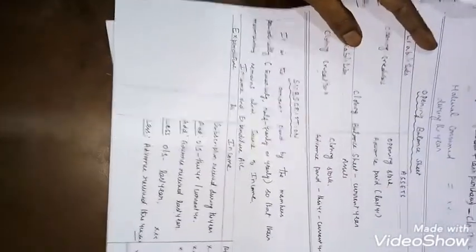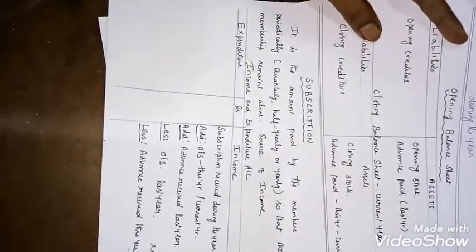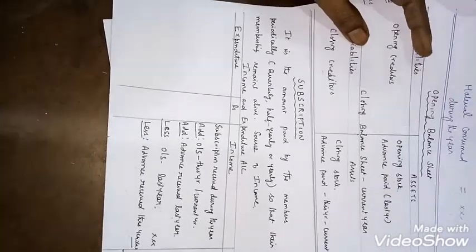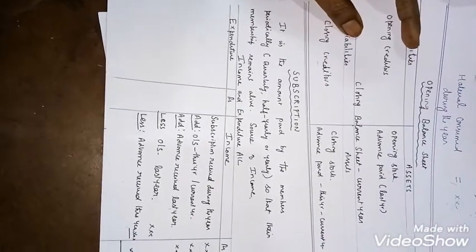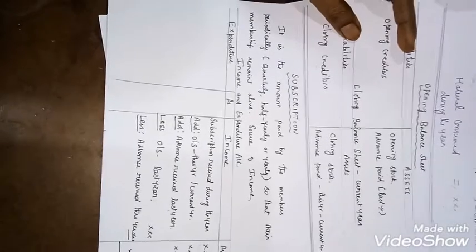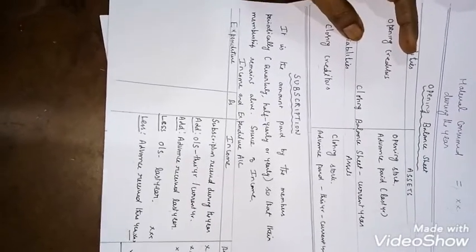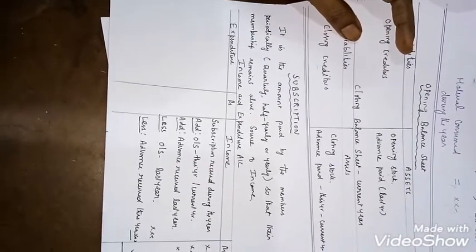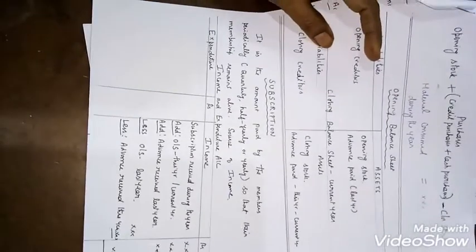Next, I am going to explain subscription. What is meant by subscription? It is the amount paid by the members periodically. It may be monthly, quarterly, half-yearly or yearly, but it will occur often so that the membership remains alive. So it is a source of income for the non-profit organization. How will you show it in the income and expenditure account?